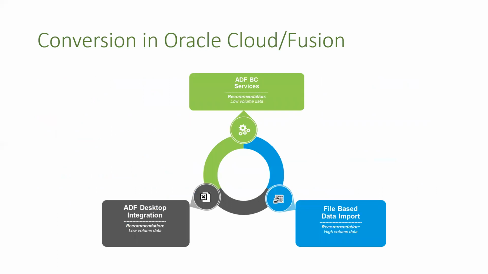Moving ahead with understanding the basics of conversions in Oracle Cloud, Oracle Fusion, there are basically three methods which Oracle has provided by which we can convert the data into Oracle Cloud. The first method I want to talk about is the FBDI template, which is file-based data import. The second method is ADF DI, which is ADF Desktop Integration. And the third is ADF BC Services, Business Component Services.